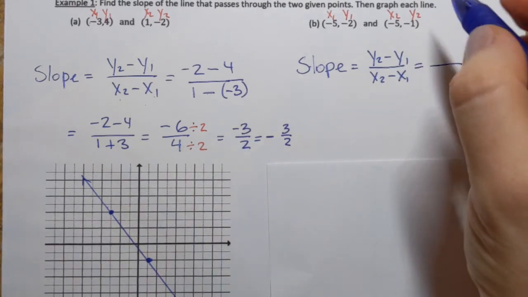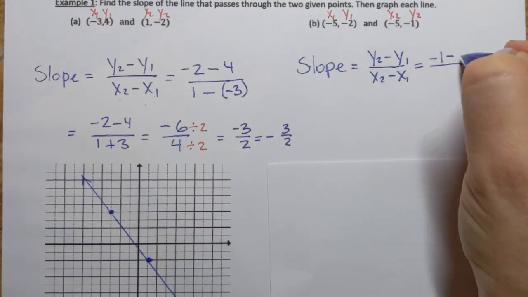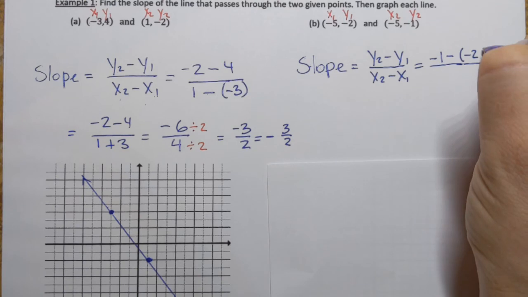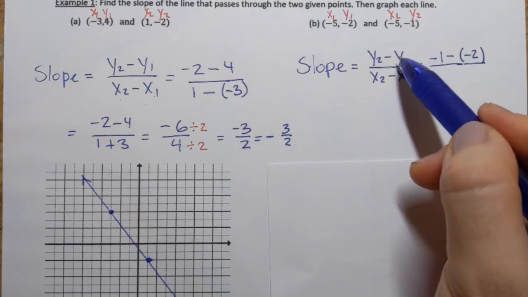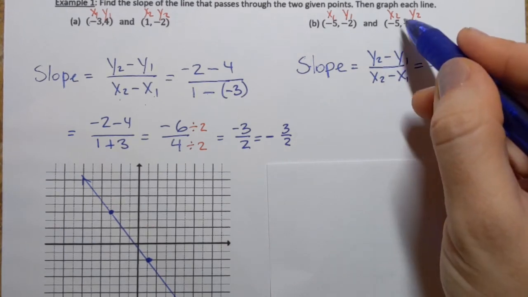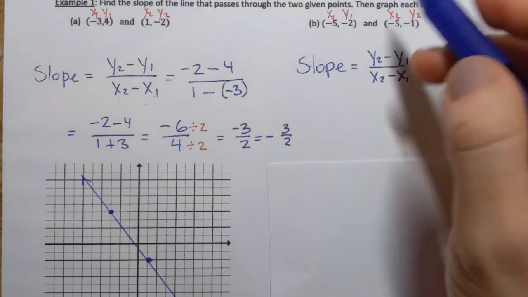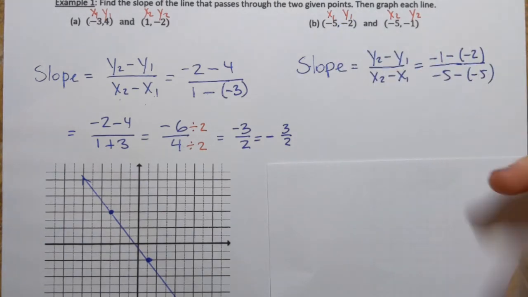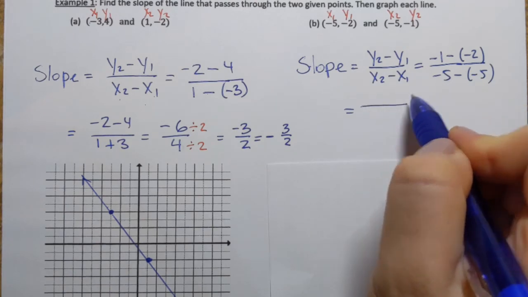y2 minus y1. y2 is -1 minus y1. It's -2. So the middle sign is from the formula, and then each number has its own negative. In the denominator, it's x2, which is -5, minus from the formula, x1, another -5, like that. So a lot of negatives this time. Let's be careful how we simplify them.